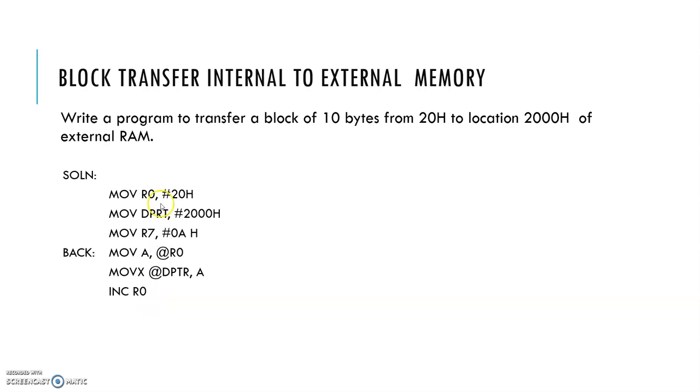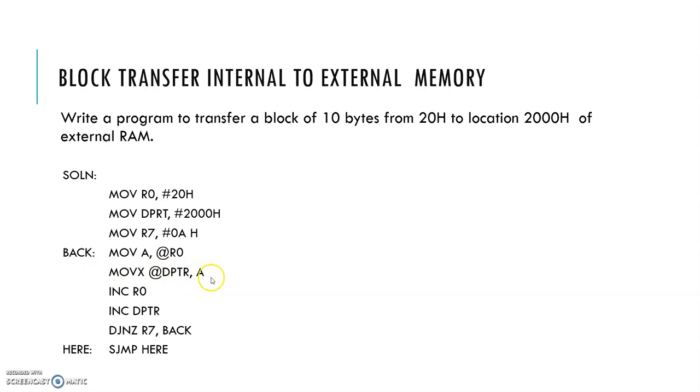And we increment to the next location, and we also increment the DPTR, and we will repeat this loop 10 times as we did for the previous program. So this loop will be executed 10 times and the program ends. So this is block transfer from internal memory to external memory. While accessing the external memory, the points to be remembered are that we use DPTR to point to the external memory, and only the A register can be used for data transfer between the external memory.